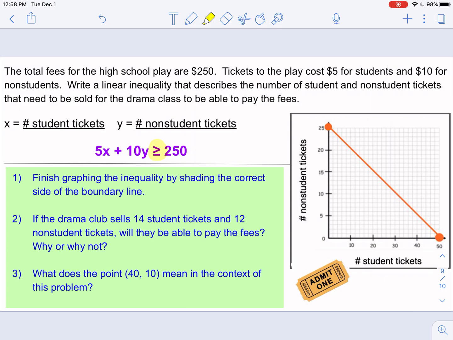Finish graphing the inequality by shading the correct side of the boundary line. So the line shows $250 exactly, all the different combinations of tickets for students and non-students that we can sell to get exactly $250. But if we want more than or equal to, I need to shade above the line. So this is my solution area.